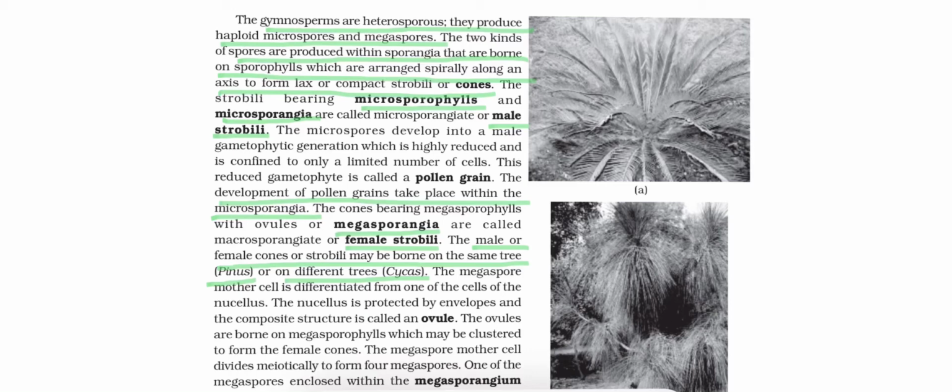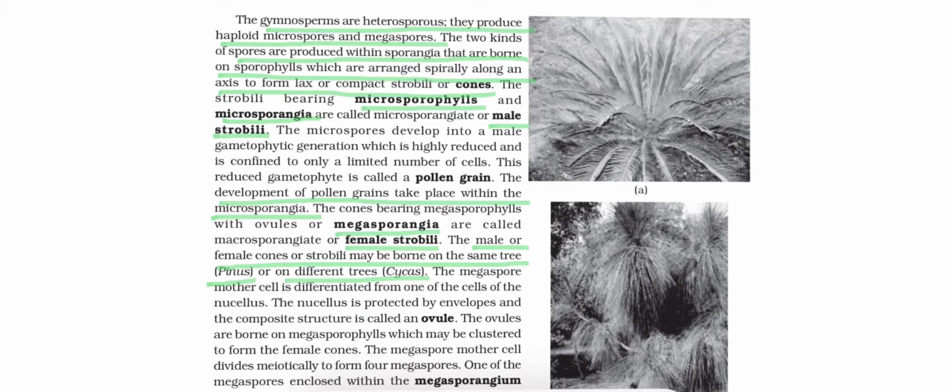So microspores are produced in microsporangia and megaspores are produced in megasporangia. And these megasporangia and microsporangia are borne on sporophylls. Sporophylls are foliage leaves on which these structures are present.